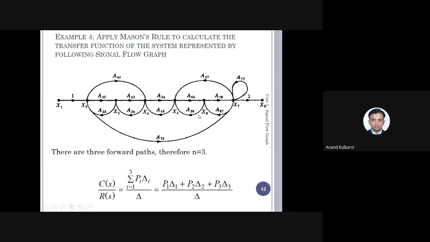Next, you just copy down this problem and try to solve it. With that, we'll conclude today's class. Copy down this problem and try to solve it at home. Next class, we'll solve this problem, because it will take slightly more time. Just note down this problem, and with that, we'll conclude.